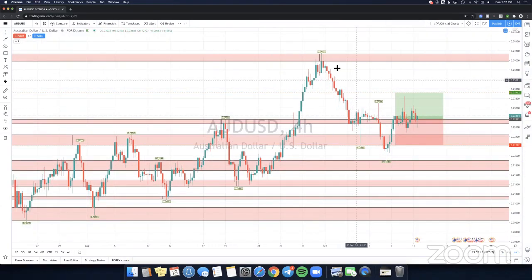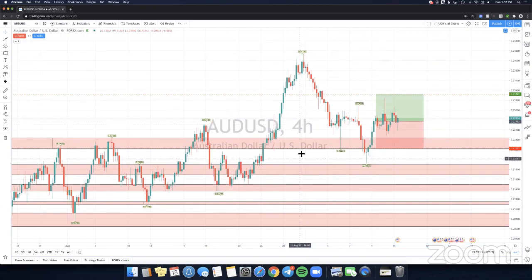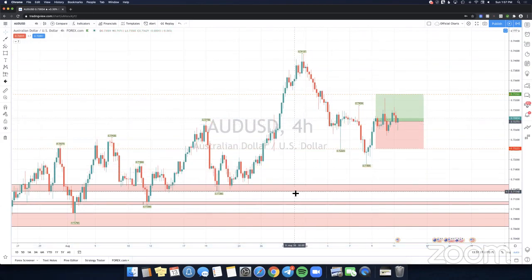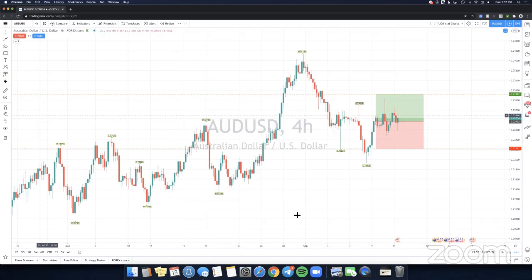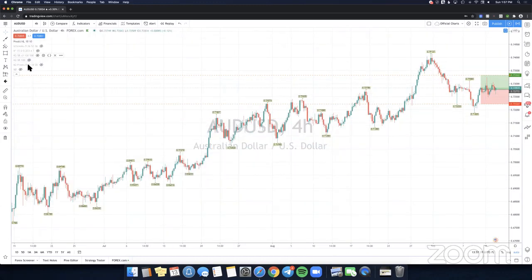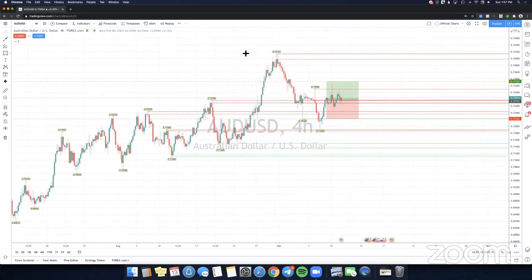But what I'm going to do here is take off the zone so that you guys can see how the zones line up for AUD USD. So we'll zoom out of this. And then we'll draw zones. So right here.